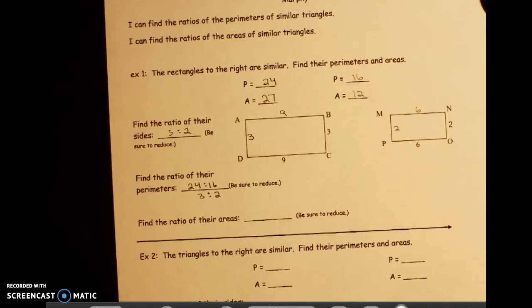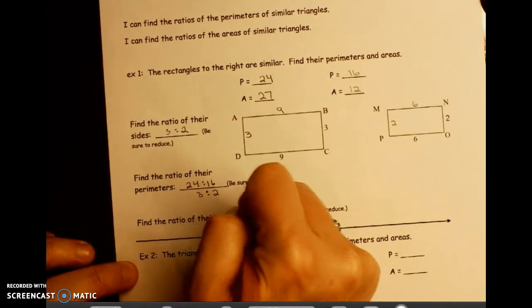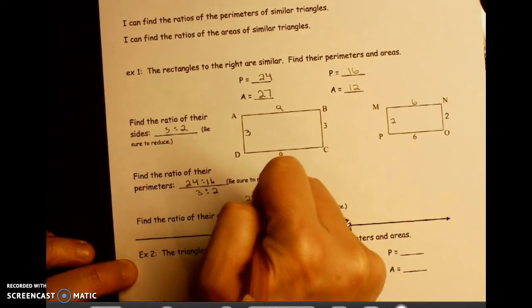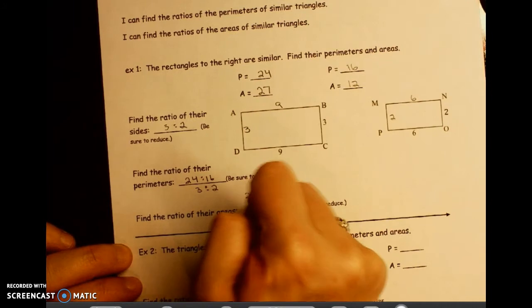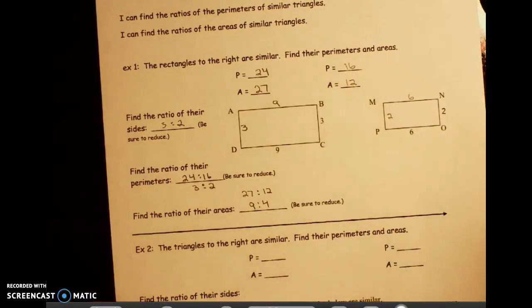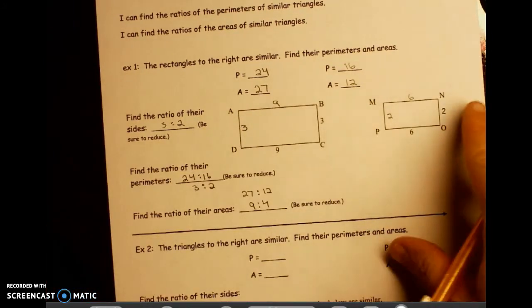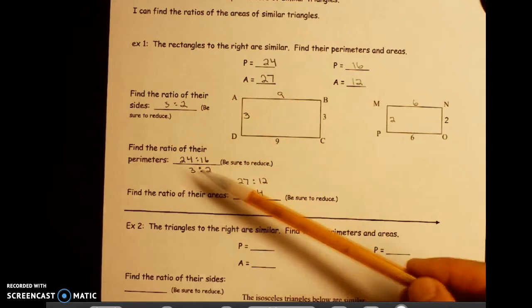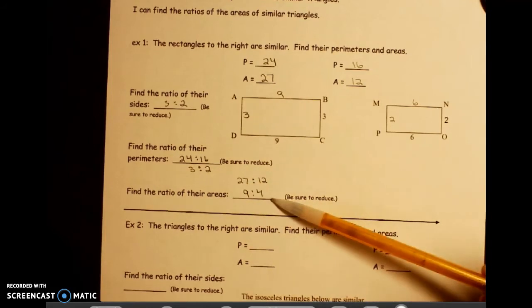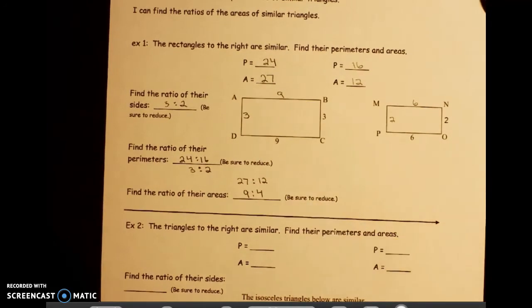Next, they want the ratio of their areas. That would be 27:12. In that case, 3 goes into both of those, and I end up with 9:4. And as always in math, we're looking for some type of connection. So we're looking for a connection between the ratio of their sides, the ratio of their perimeters, and the ratio of their areas. And some of you may notice it, some of you may not. Let's go on to the next one, and eventually we'll come up with what that pattern is.